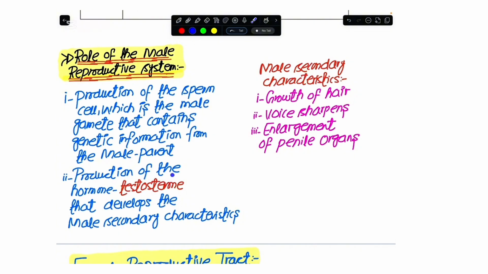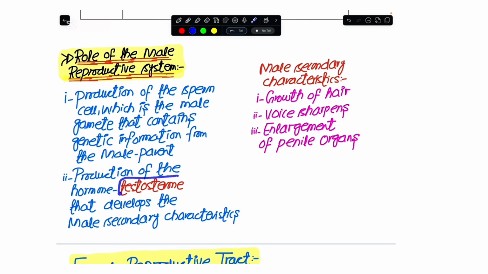Not only that, the testes are also responsible for releasing a hormone, and this is the testosterone hormone. The testosterone hormone starts to get secreted in the bodies of male individuals when they reach the age of puberty, and under its influence, they start to exhibit some characteristics that are the male secondary characteristics. That would give an idea to a male individual that they have become sexually mature or have reached the age of puberty.